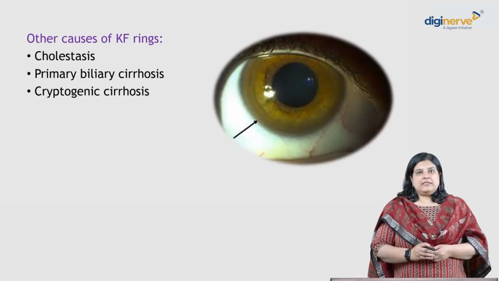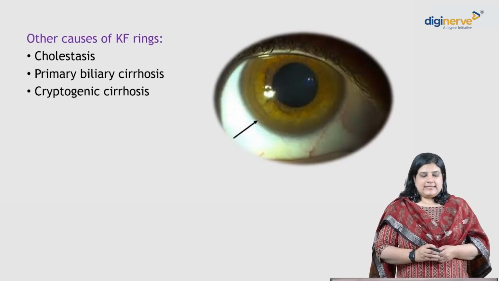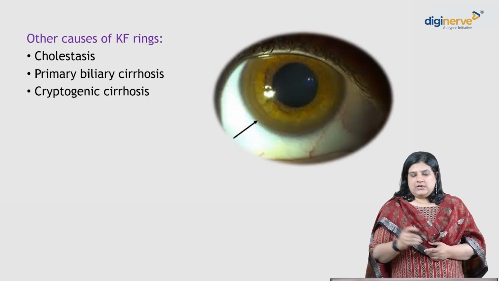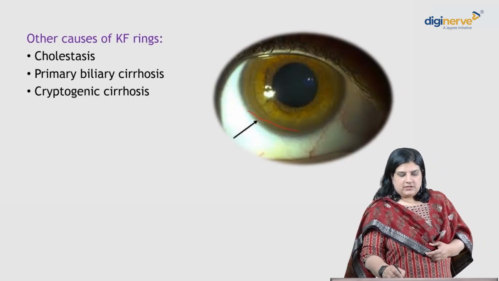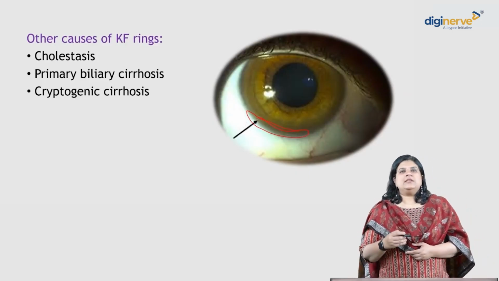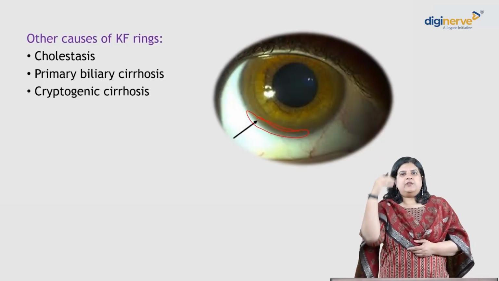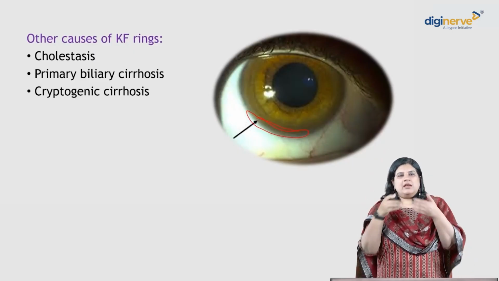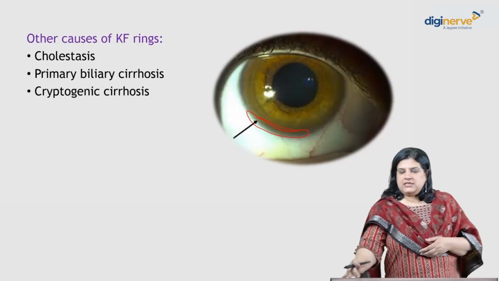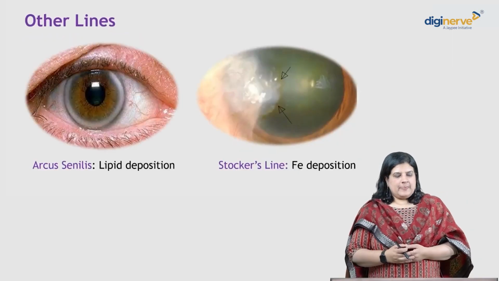Other causes of Kayser-Fleischer ring include cholestasis, primary biliary cirrhosis, and cryptogenic cirrhosis. Again, see, there is a brown ring that has been deposited here. Now, usually this ring will start forming in the superior and the inferior part of the cornea, and gradually it will go and cover the entire cornea if the disease entity is not managed.